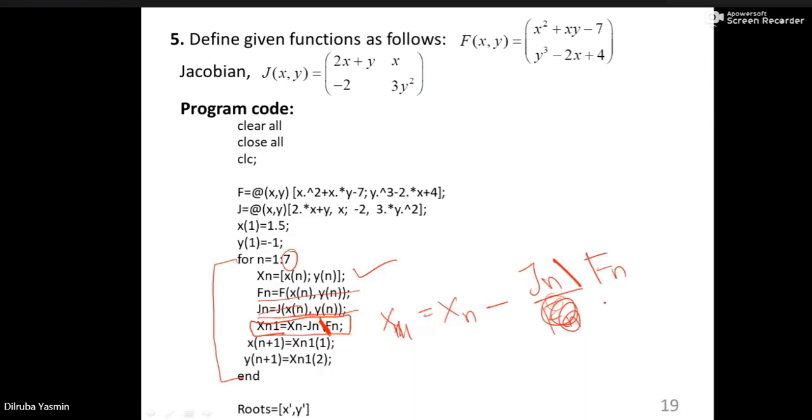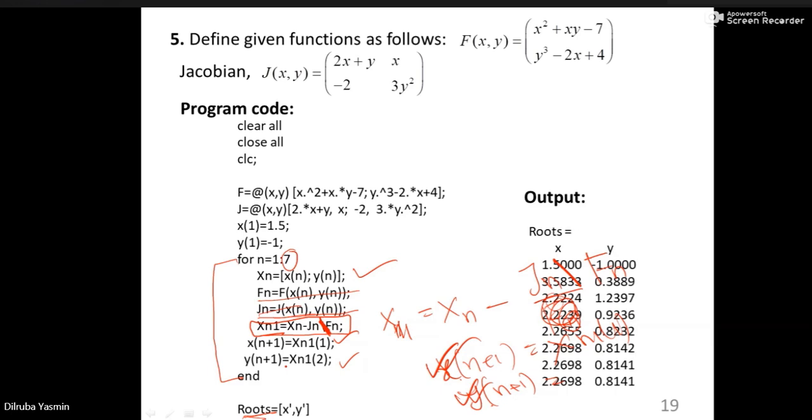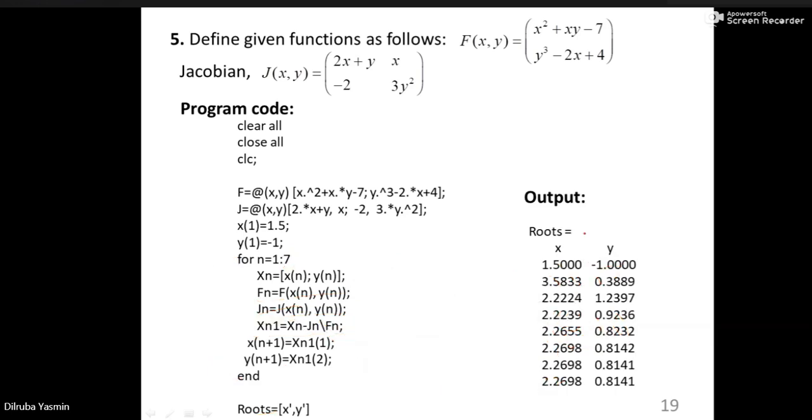Next, you should use suffix n plus 1, then you will get all updated values in the x and y variables that can be stored in a new variable, rows, so that you can get the roots. In this one, the first column defines the x value, the second column defines the y value.